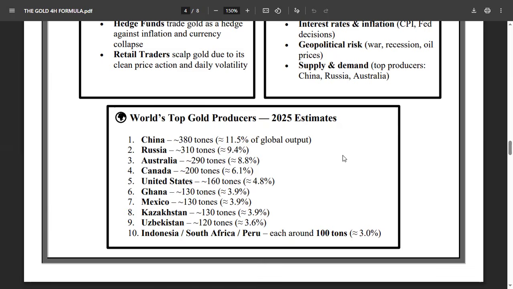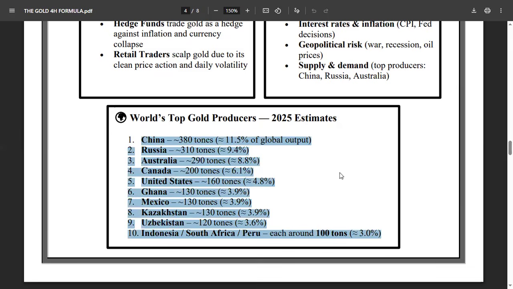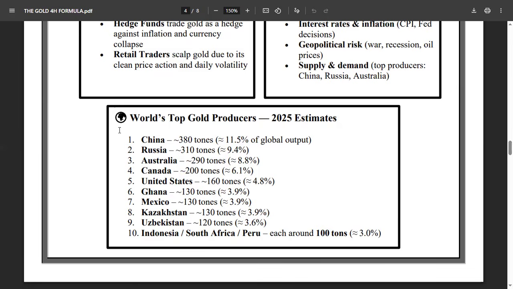I teach students from Asia, India, Iran, Pakistan. I teach those students here, and they trade this same formula in their own session, and they do wonders. So you can see China, Malaysia, Australia, and so on. And another quick fact here: these are the top 10 producers of gold.